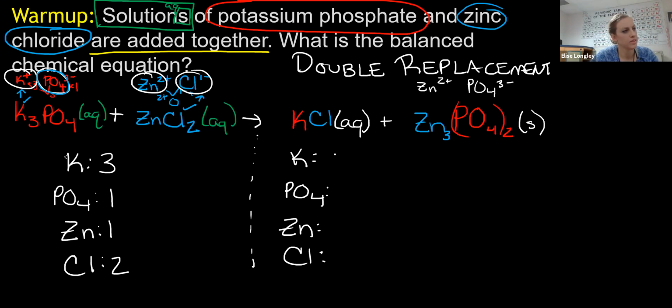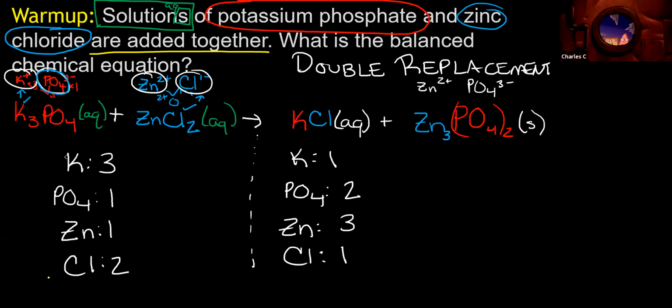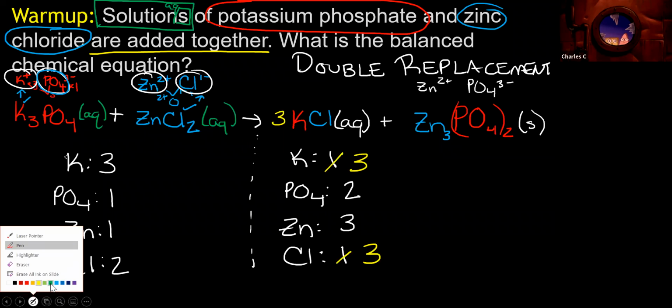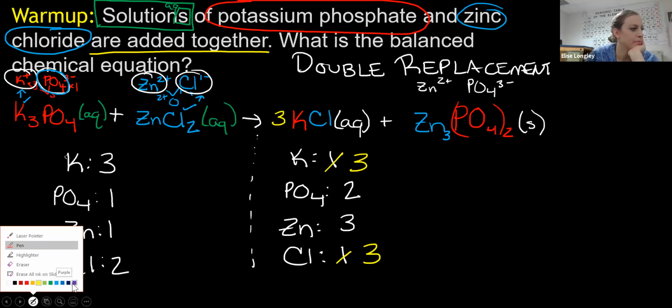So 1 potassium, 1 chlorine, 2 PO4s, and 3 zincs. Awesome. All right, so do you want to begin balancing that for me? Where would you start? You would start with the potassium, and to make it equal, you would make it K3. Yeah, so we do 3 here, and that would make this 3 as well. All right, I'm going to ask someone else the next part. I think you're thinking ahead, but I don't want to be there yet, but you're doing a great job.